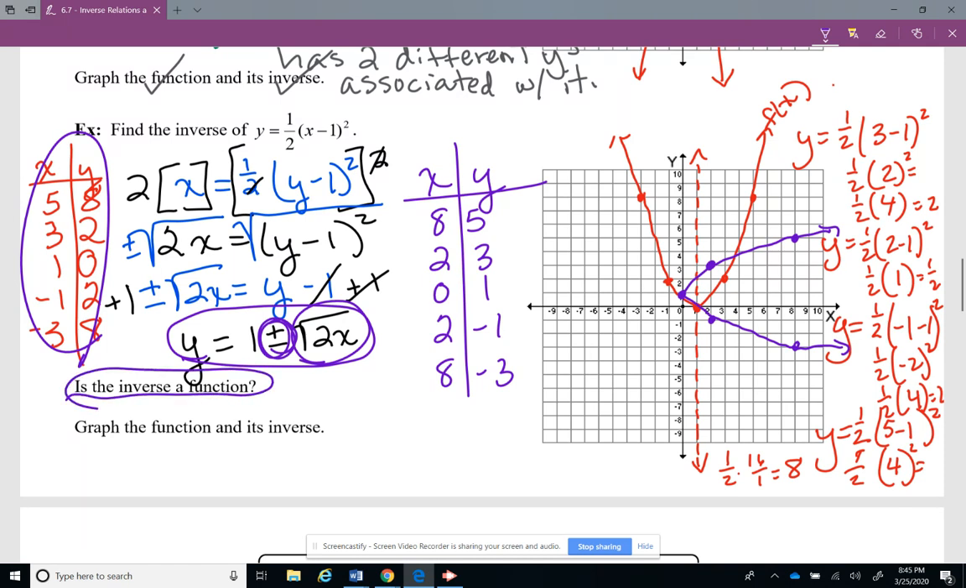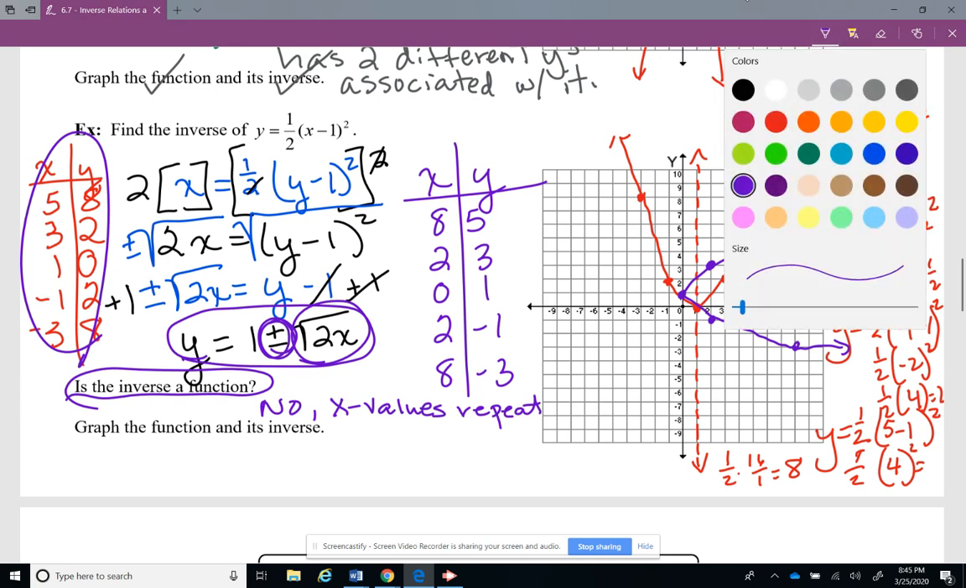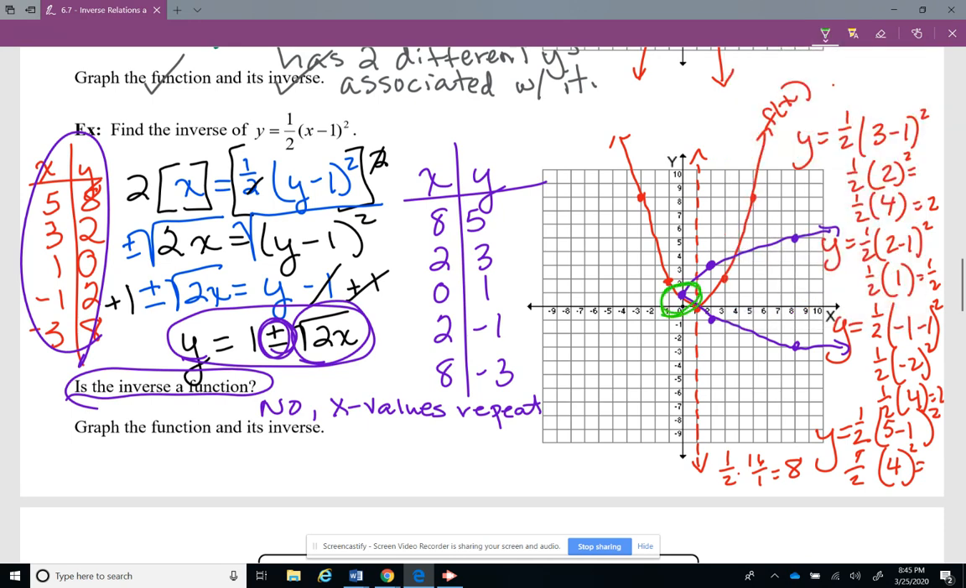Is the inverse a function? No. I'm just going to say x values repeat. Although we know there's one that doesn't repeat. I'm going to circle it in neon. This is the one x value that doesn't repeat, but all the rest do. So we graphed it, and that's the inverse.